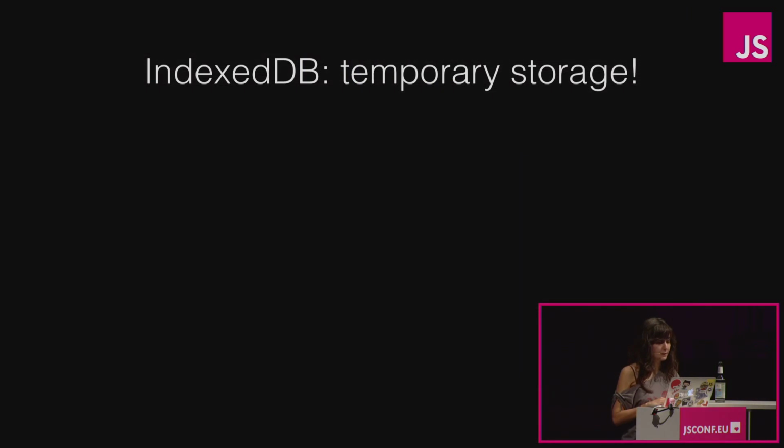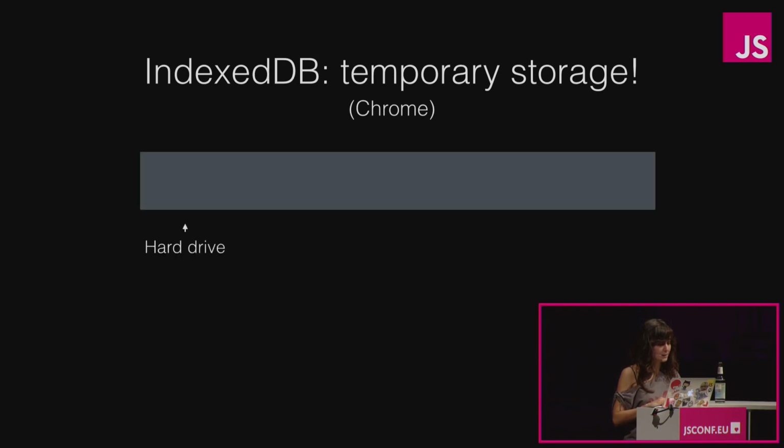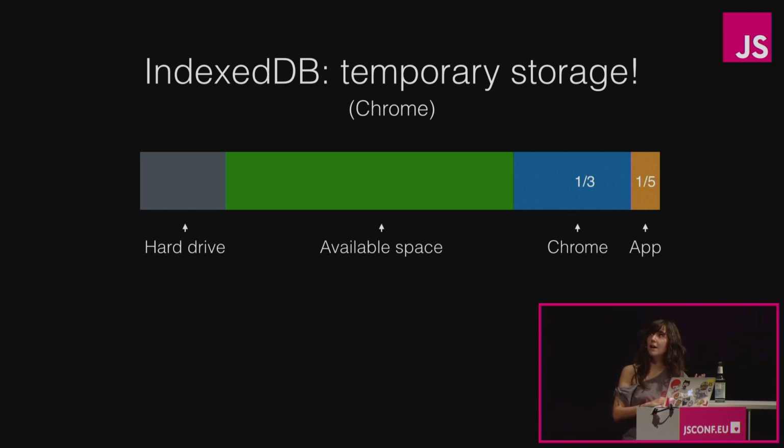And we discovered that IndexedDB, that is the storage we use for the browser, is temporary storage, which is pretty bad. The way it works in Chrome is, this is your hard drive, and this is your available space. And Chrome can use 1/3 of it. And every single application within Chrome can use up to 20% of it. If you have a computer with 500 gigas, this is quite a lot of space. But if you have a phone, this is maybe not so much.